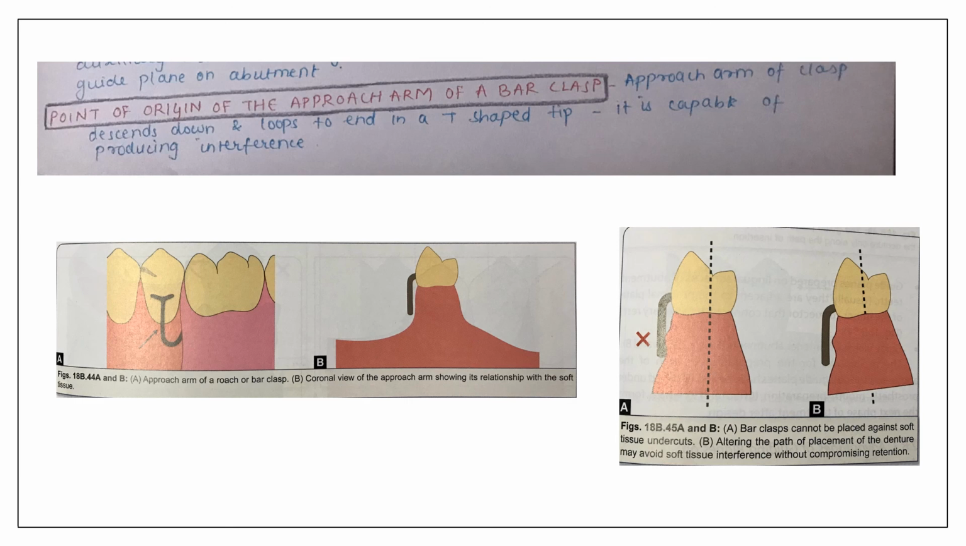So this was the point of origin of the approach arm. Over here, as you can see, the bar clasp cannot be placed against the soft tissue undercuts, and altering the path of placement of the denture may avoid soft tissue interference without compromising retention. So these were the factors which affect the path of insertion.